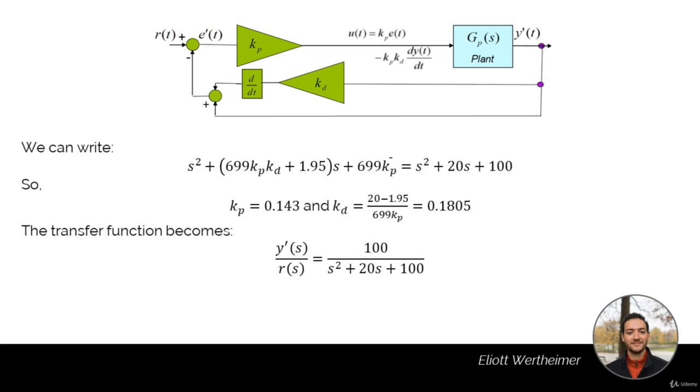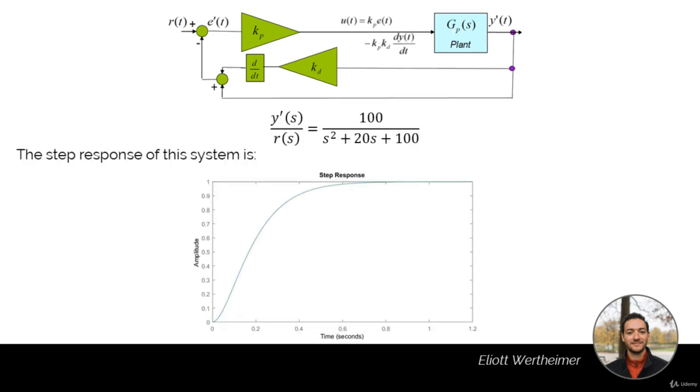Filling in all the numbers, we can now equate the actual characteristic equation of our system to the characteristic equation we desire with respect to the performance we want, and we get that the proportional gain Kp is equal to 0.143 and the derivative gain Kd is equal to 20 minus 1.95 over 699 Kp, so 0.1805. The transfer function of the system actually now becomes Y'(s) divided by R(s) equals 100 divided by s squared plus 20s plus 100.